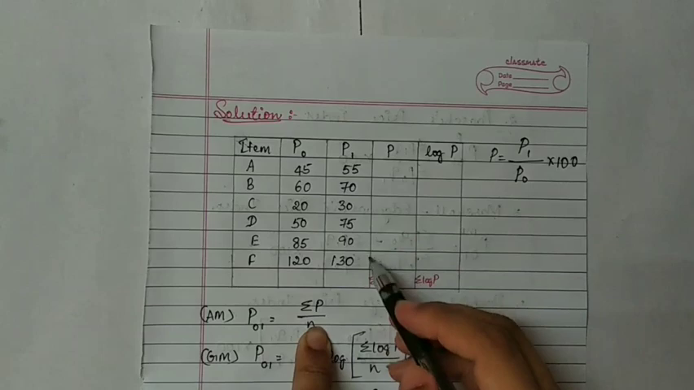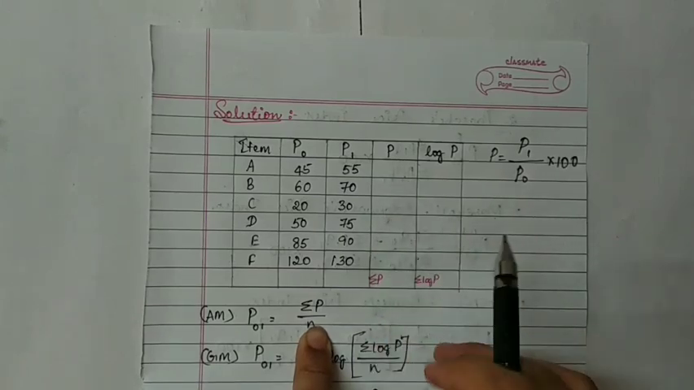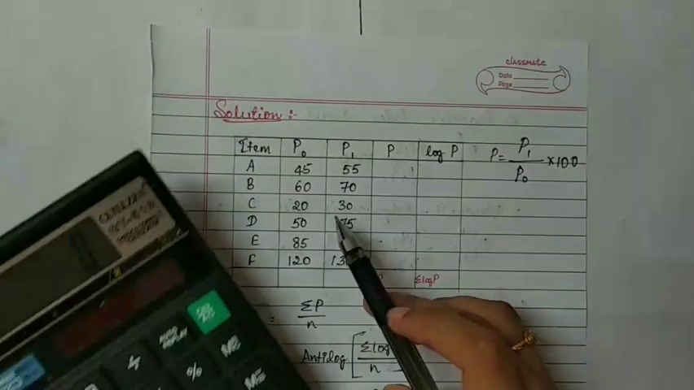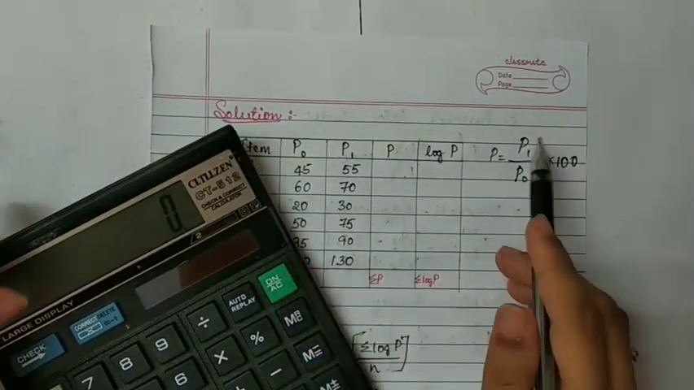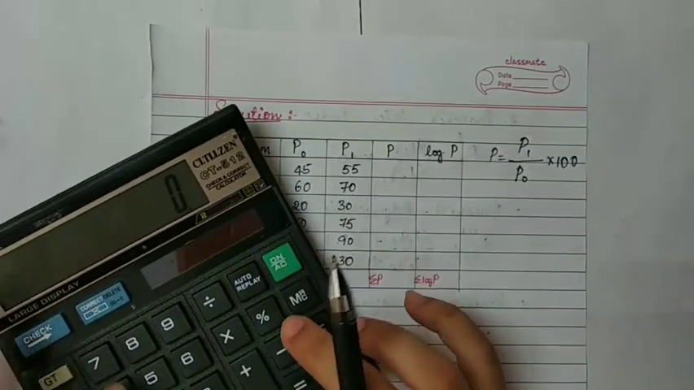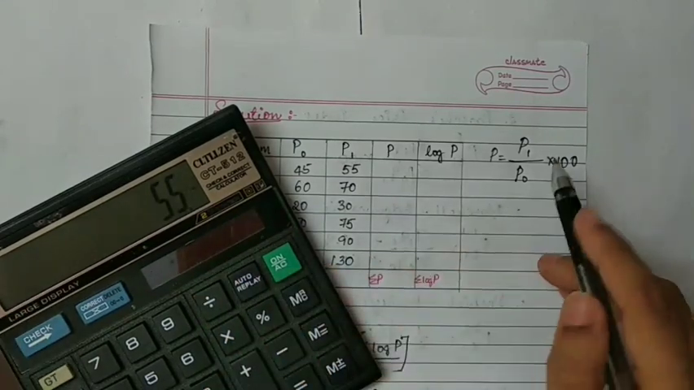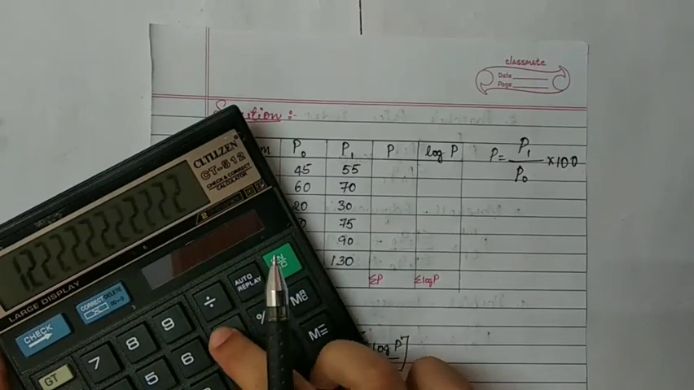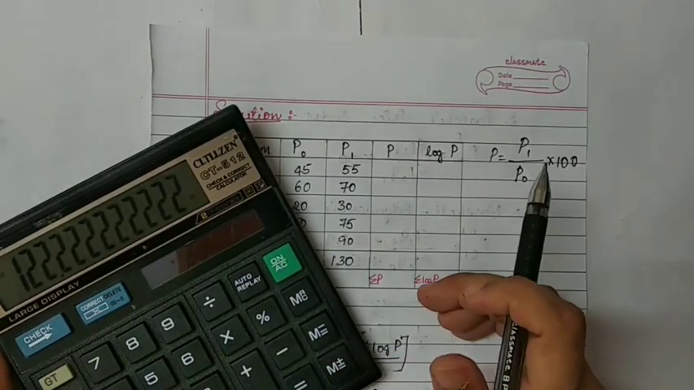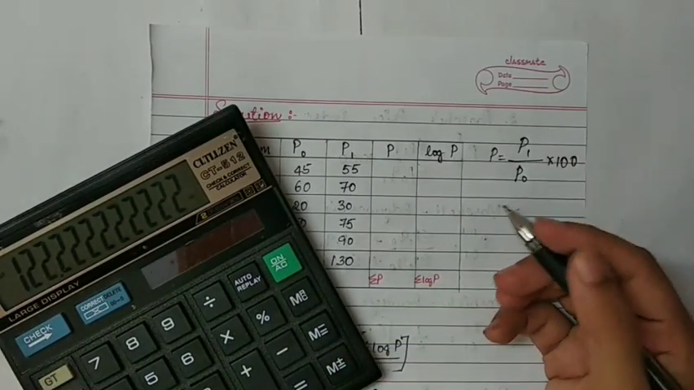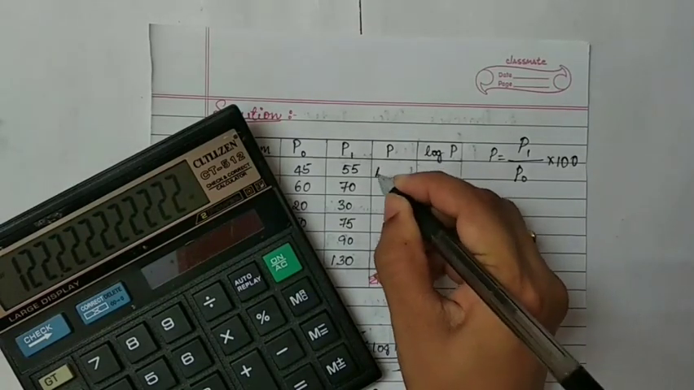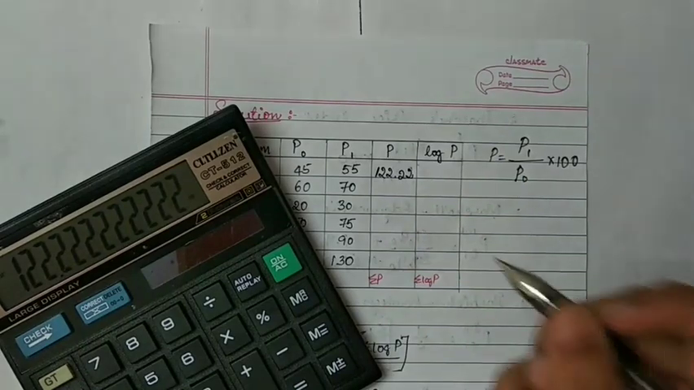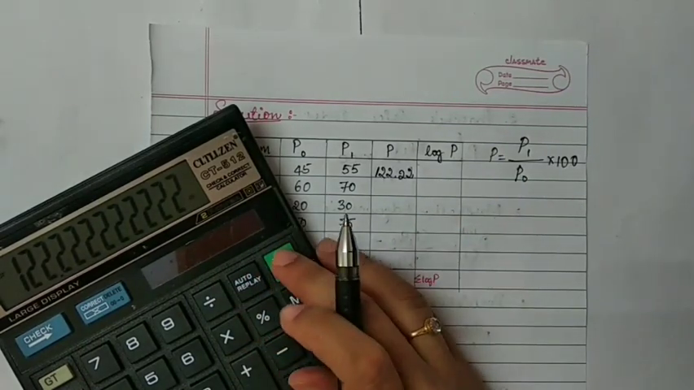So first let us solve this. For each item we have to calculate separately. P1, that is 55, divided by P0, which is 45, into 100, and the amount is 122.22. Yes. So in the same way calculate the remaining.